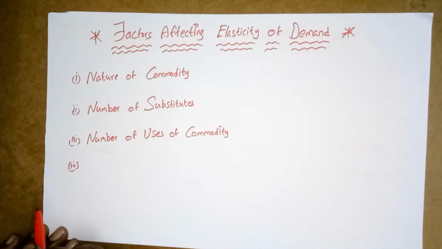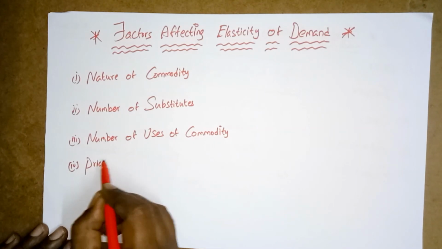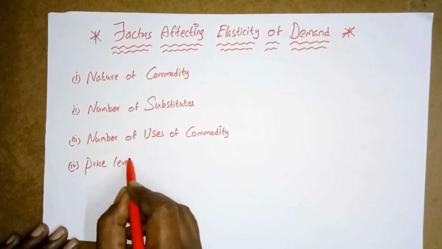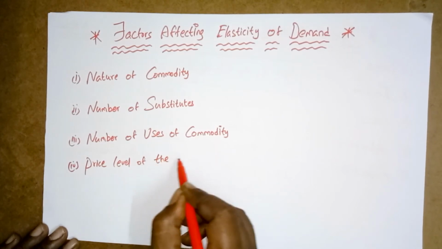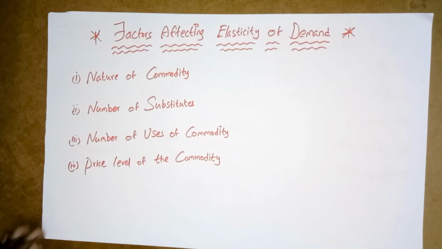Fourth one, price level of the commodity. What do you mean by the price level of the commodity? Goods which are very costly or very cheap have a relatively inelastic demand. At middle range of prices, demand tends to be elastic. So what we are saying here is, at middle range of prices, demand tends to be elastic.